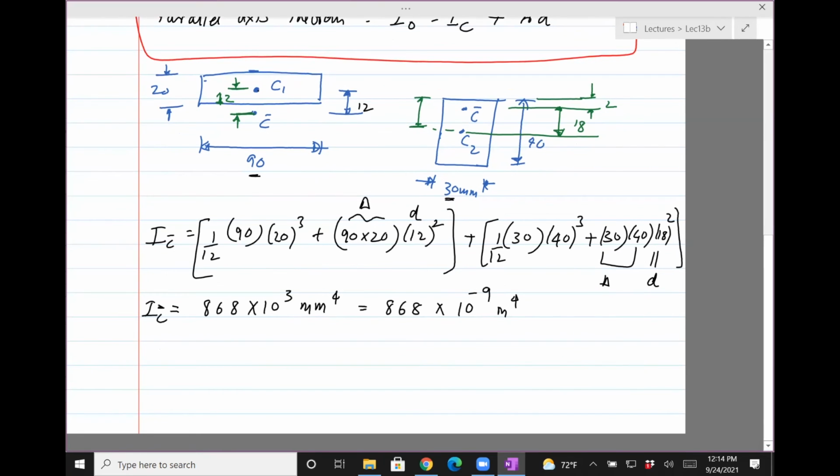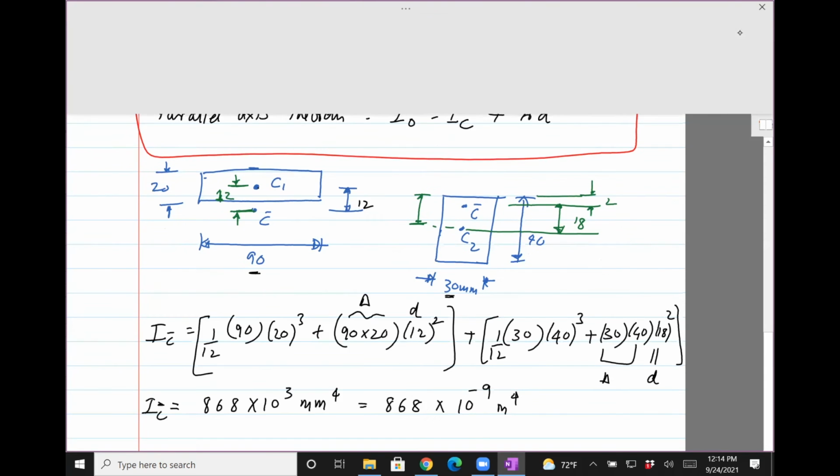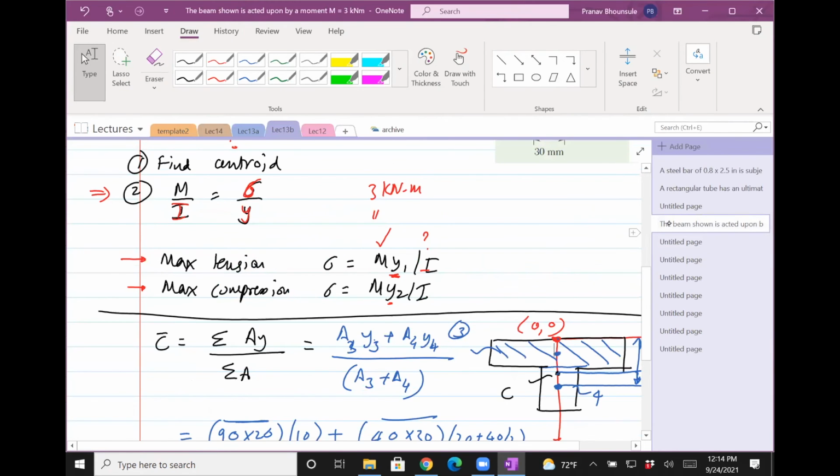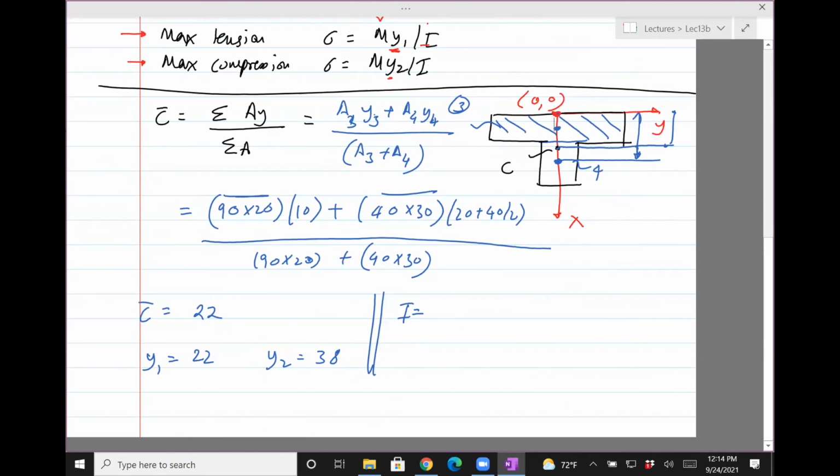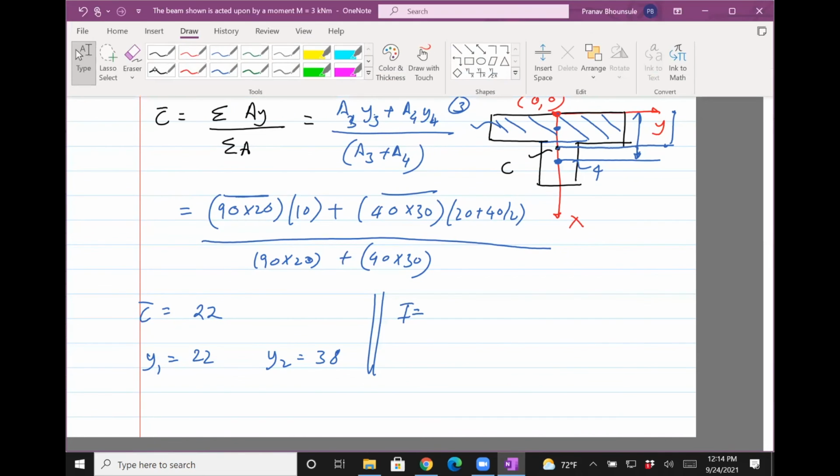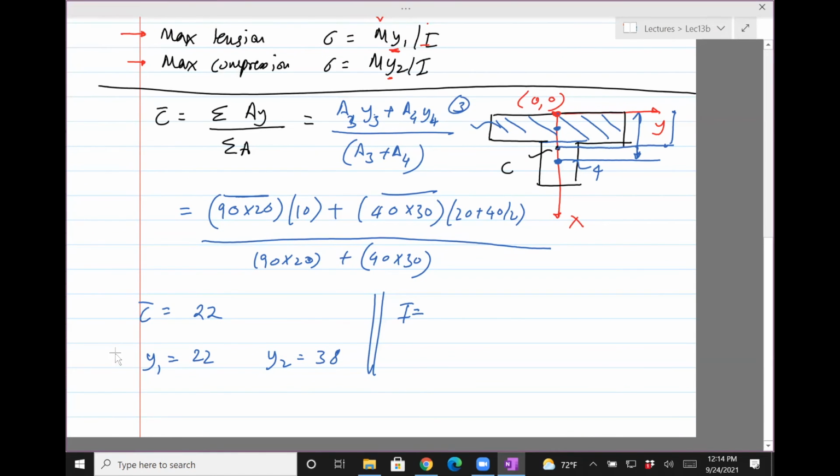Okay, so we got the inertia. We are all set to find the stress. I believe I wrote it down here. Let's copy this.